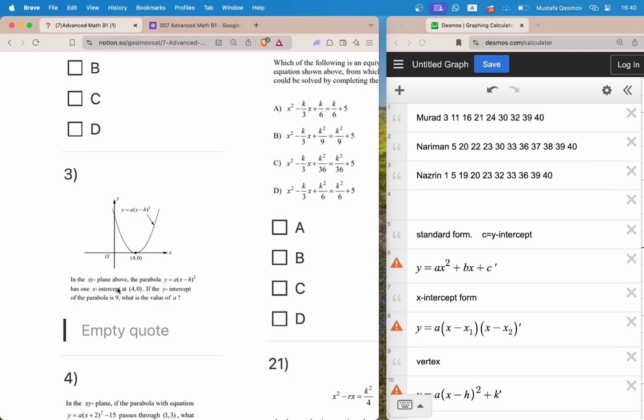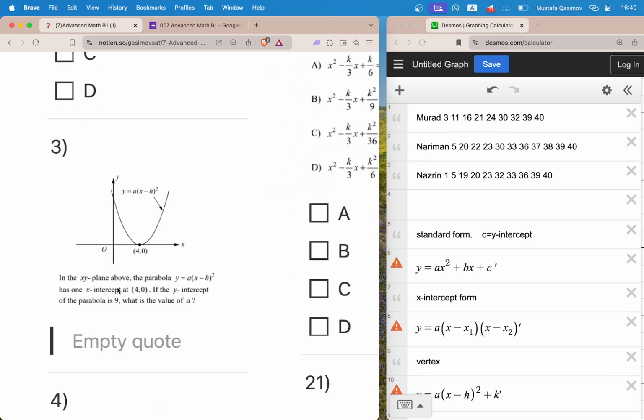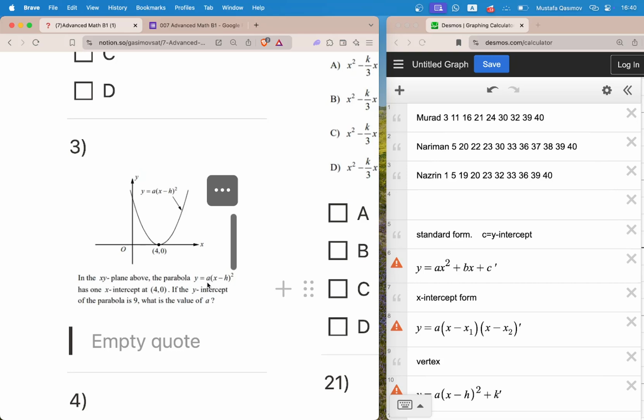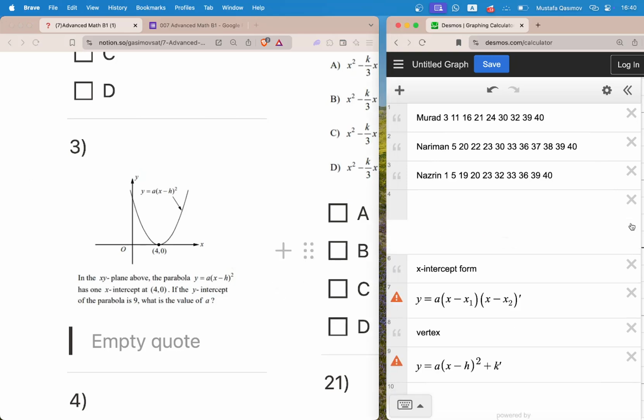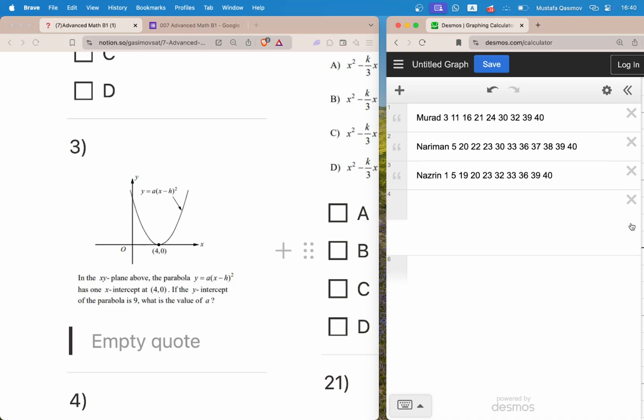For third question, it says we have this form a multiplied by x minus h squared and has one x-intercept at 4 and 0. It means that h is equal to 4 here. So it is y is equal to a multiplied by x minus 4 squared.